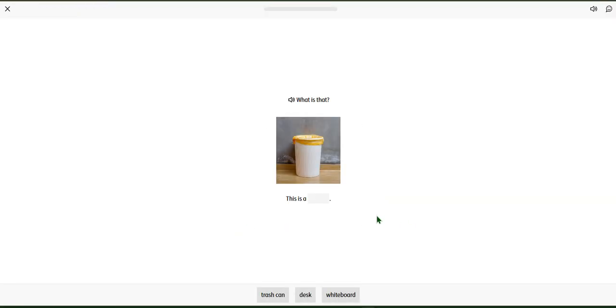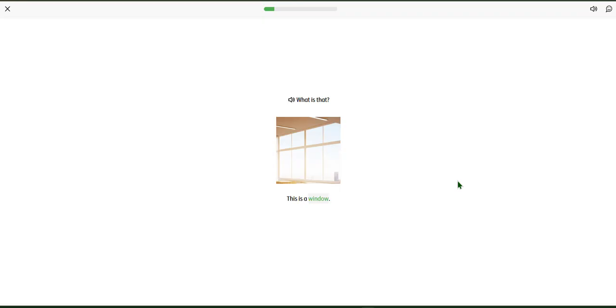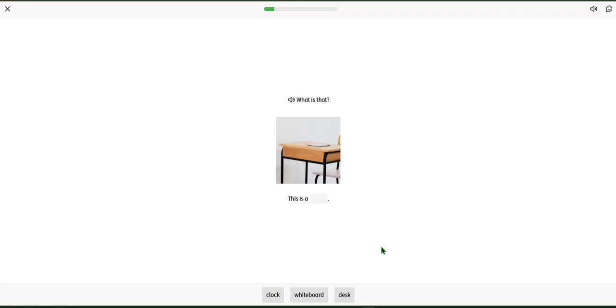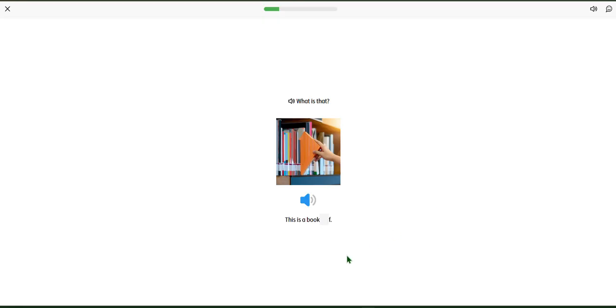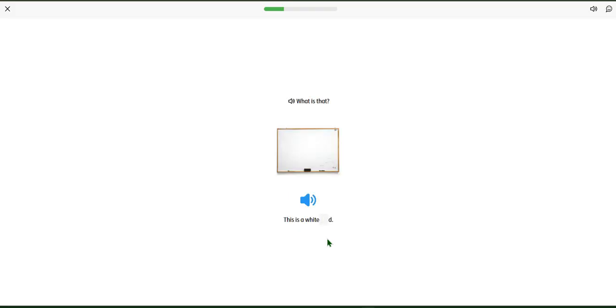What is that? This is a trash can. What is that? This is a window. This is a desk. This is a bookshelf. This is a whiteboard.